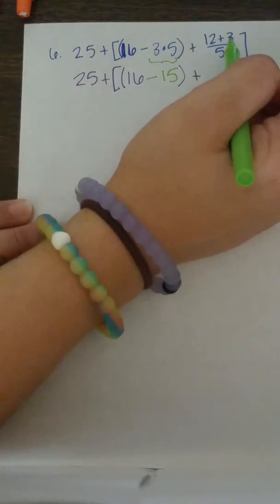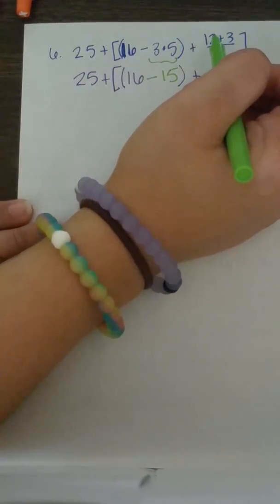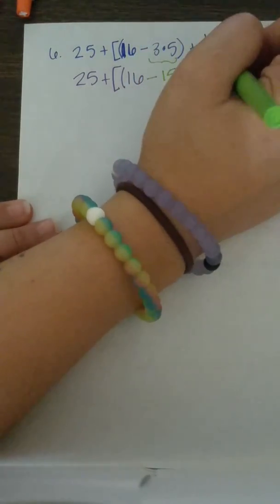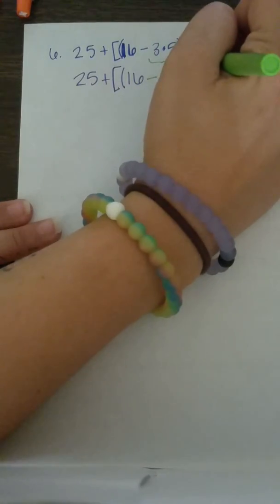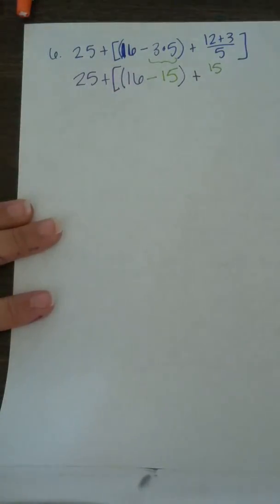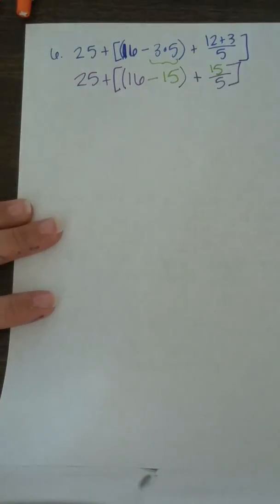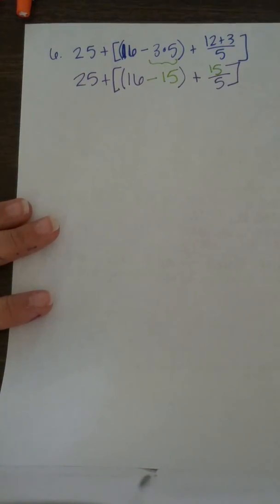Now, when you have stuff on top of a fraction, it's like another set of parentheses. So all you do is add these together. What's 12 plus 3? 15. And then you bring down the divided by 3. So everybody with me so far on what we've done? Do I need to pause for a second?